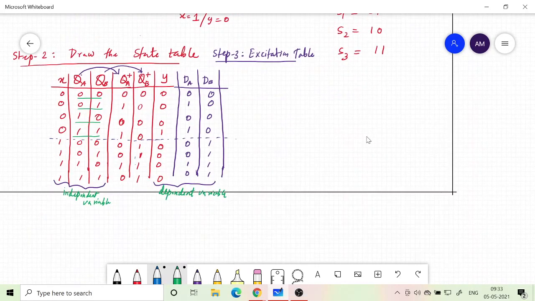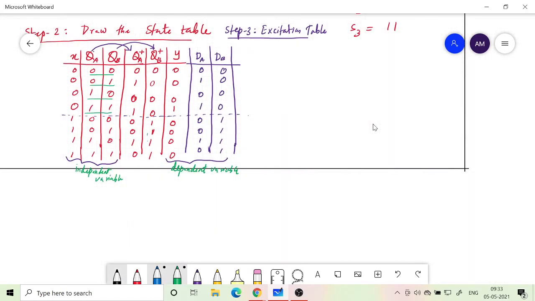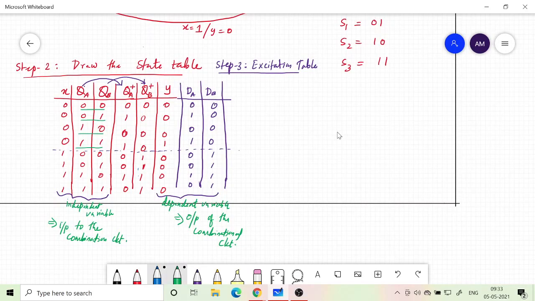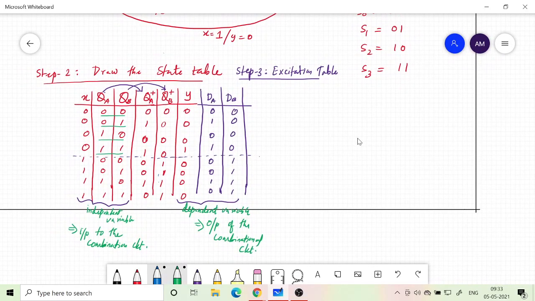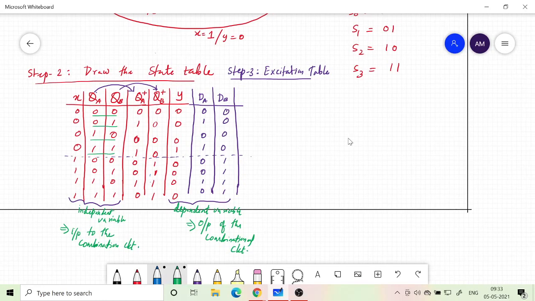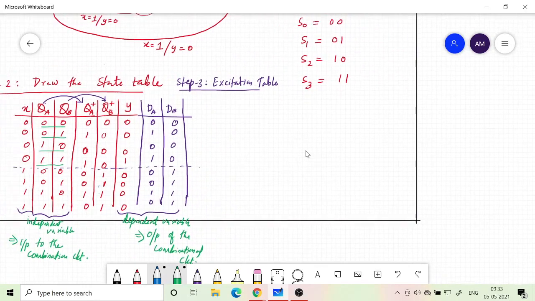Okay, so I should make it maybe clear, saying that this is input to the combinational circuit, and here it is output of the combinational circuit. Okay, so now let me design.